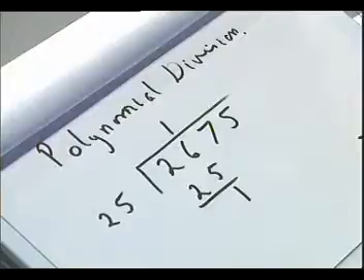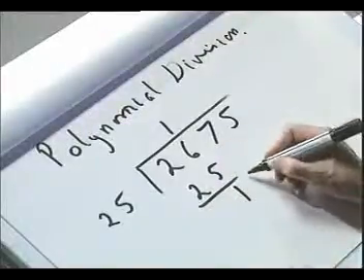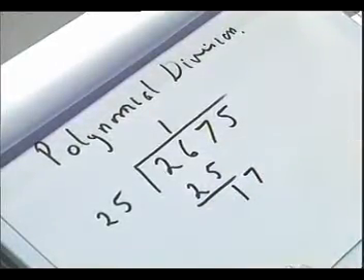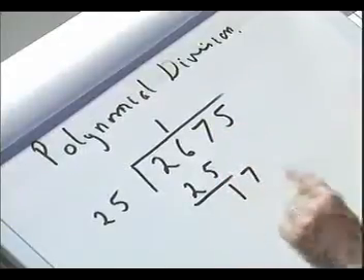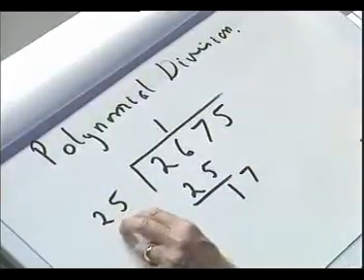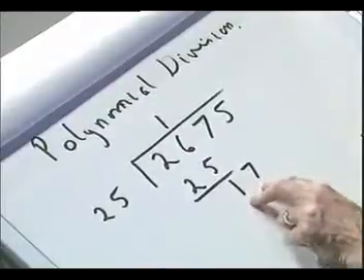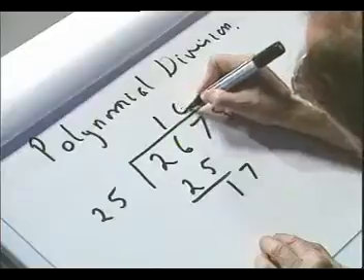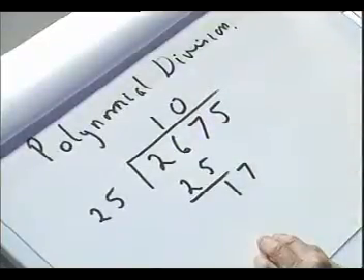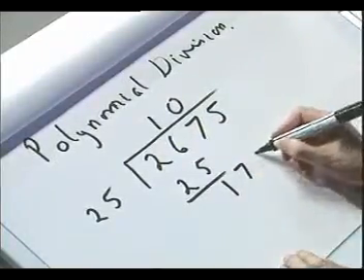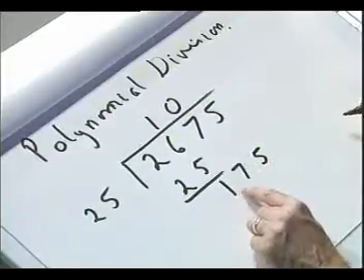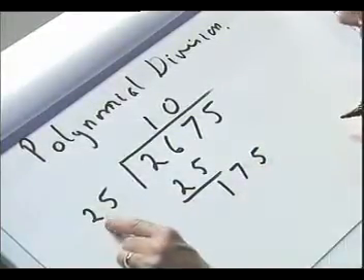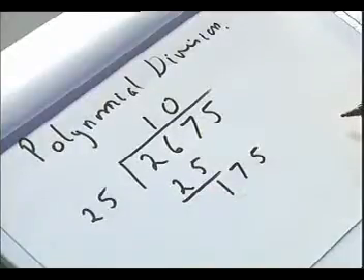You were probably taught how to do that at primary school or the beginnings of secondary school. Next step is to bring down the next number. So we bring down 7 to make it 17. And now we say, how many times does 25 go into 17? Well, it doesn't go at all. It's not enough. So we have to record the fact that it doesn't go with a 0. Next we bring down the 5. So now we've got 175, and we say, how many times does 25 go into that?